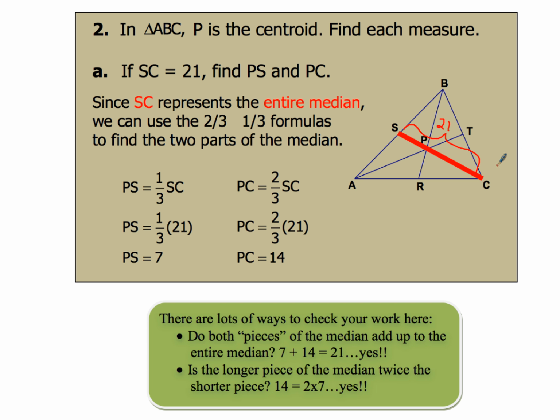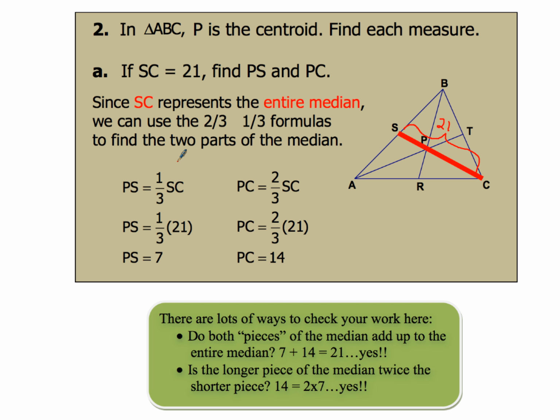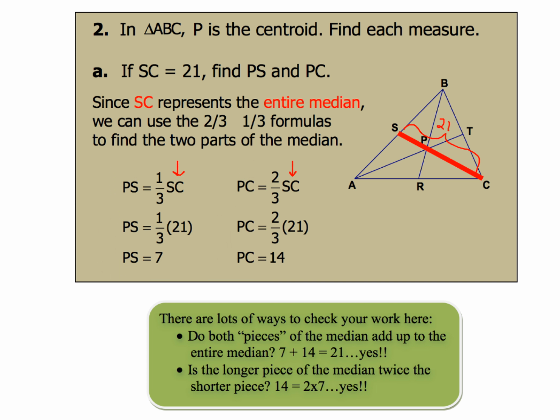So what I'm going to do is use those 2/3, 1/3 formulas and find the two parts of the median. I'll take my time and substitute everything in the right spot. What I've got to make sure I substitute correctly is what goes where. The entire median is going to go right here for SC. The entire median always goes in that spot. And then the short piece and the long piece, they're the ones that go along the left-hand side of our equation. Now, this is just a simple substitution and arithmetic problem. When you're done, you'll get PS is 7 and PC is 14.